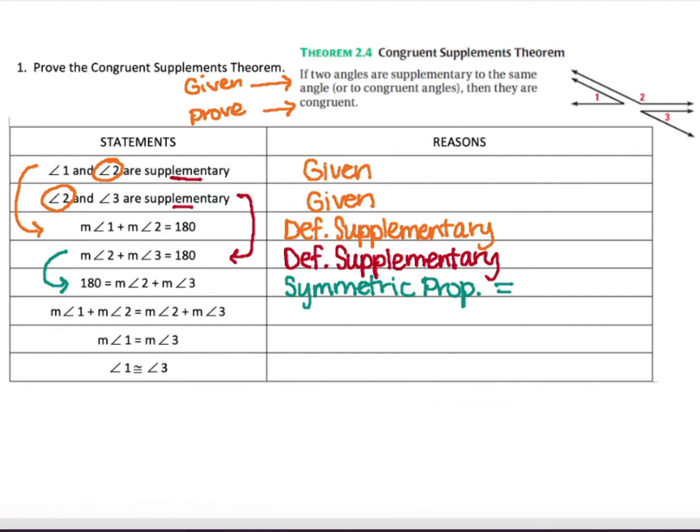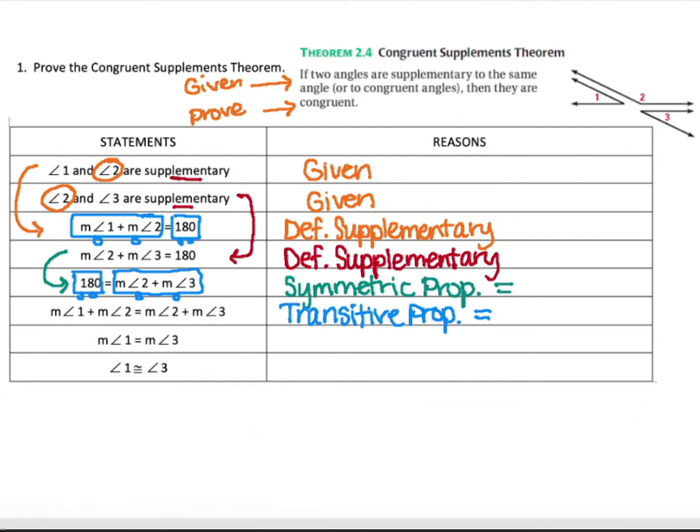All right, this one might be a little tough. How did they know that 1 plus 2 equals 2 plus 3? Well, I know that 1 plus 2 equals 180, and I know that 180 equals 2 plus 3. Do you see the train? 1 plus 2 hooks up to 180. 180 hooks up to 2 plus 3. So 1 plus 2 hooks up to 2 plus 3. I was going to go transitive property on that one. And since that was an equality one, I can see making a case for substitution on that line as well.